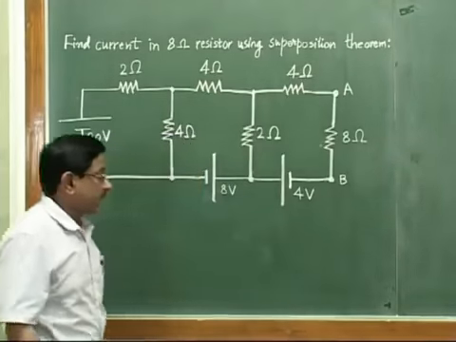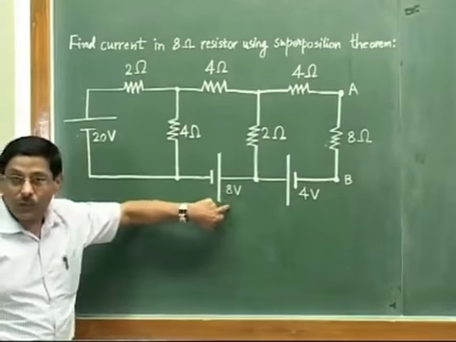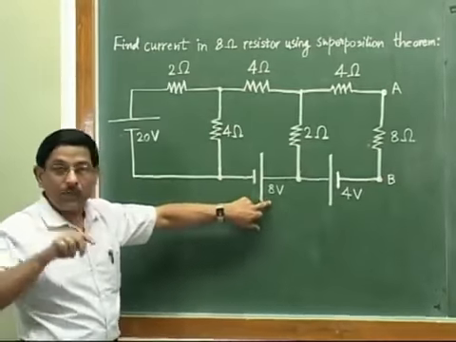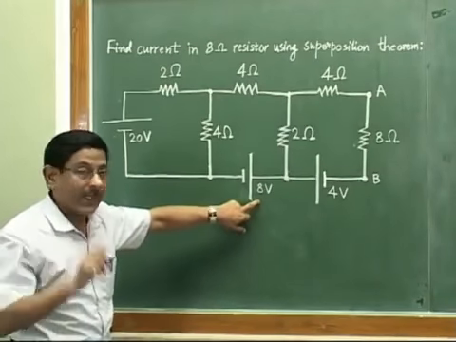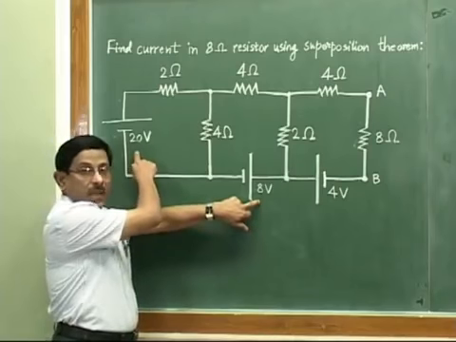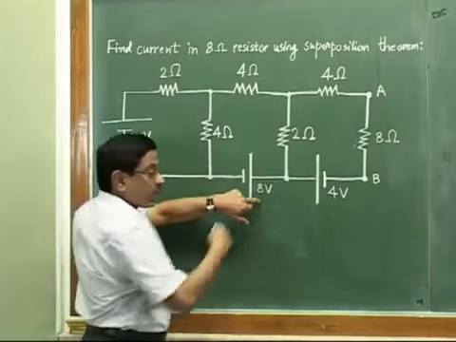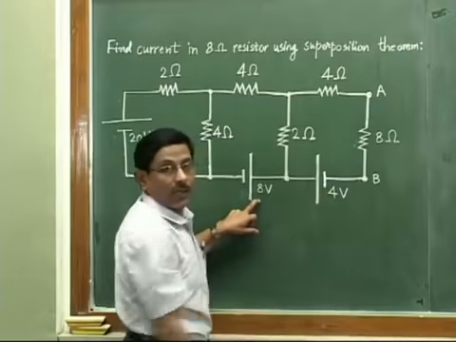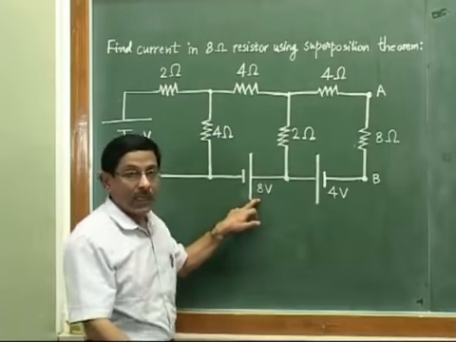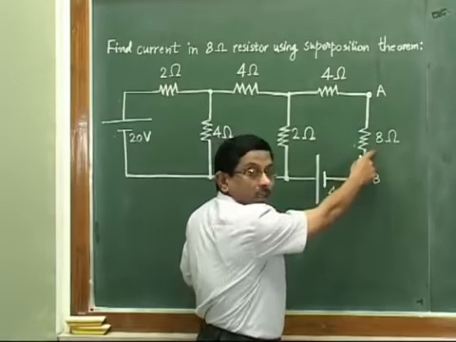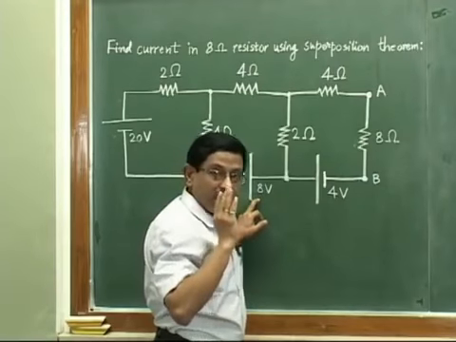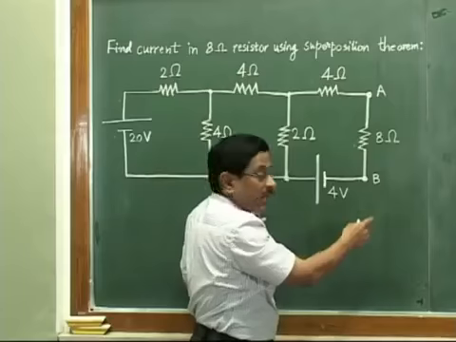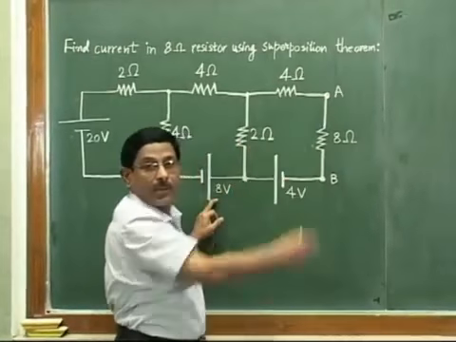Now second step, we will move to this source now. So we will now imagine next that only this 8 volt source is acting, but that time this 20 volt source is passive, it is not acting, and also this 4 volt source is passive, it is not acting. Again what we will do? Again we will find out the current in this 8 ohm resistor and also record the direction, whether from A to B or B to A.